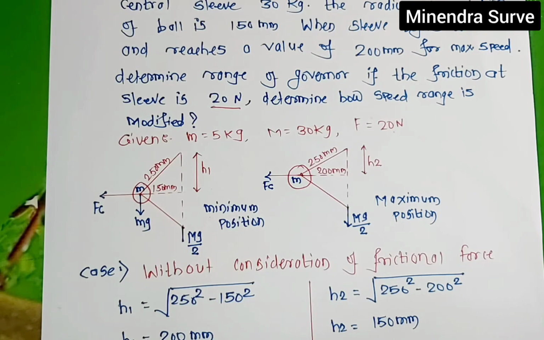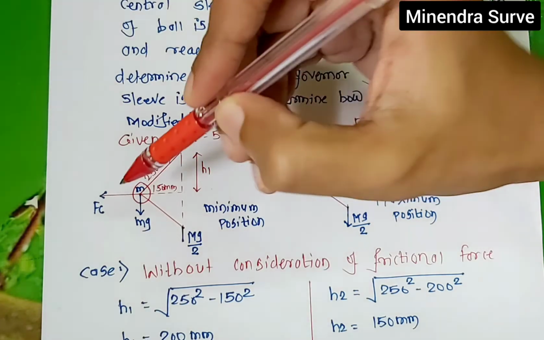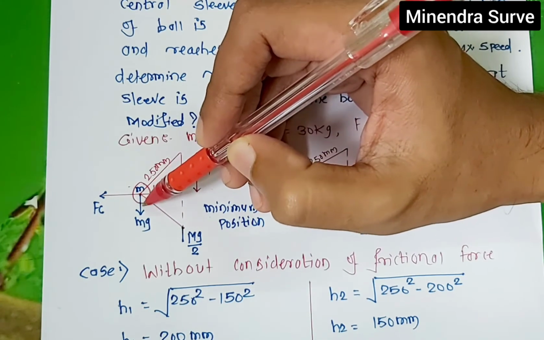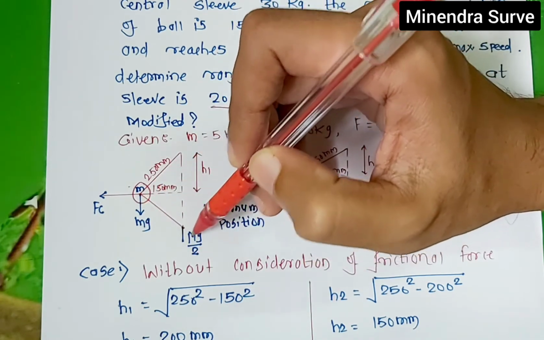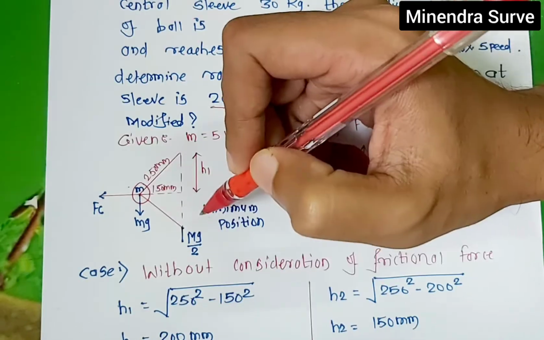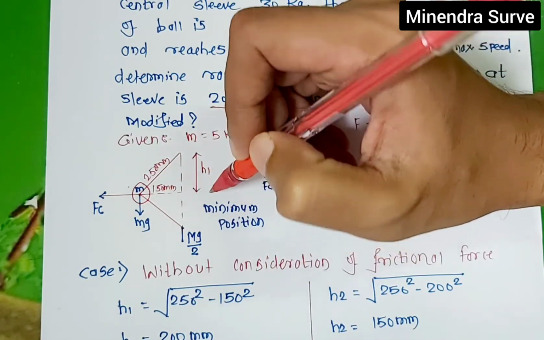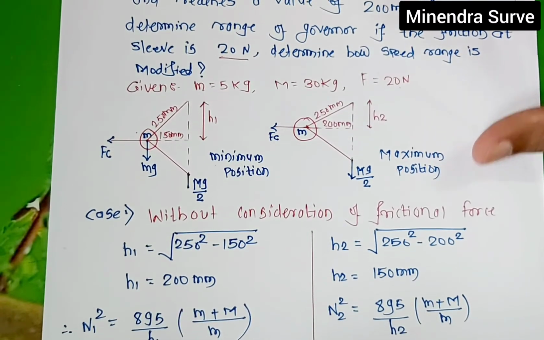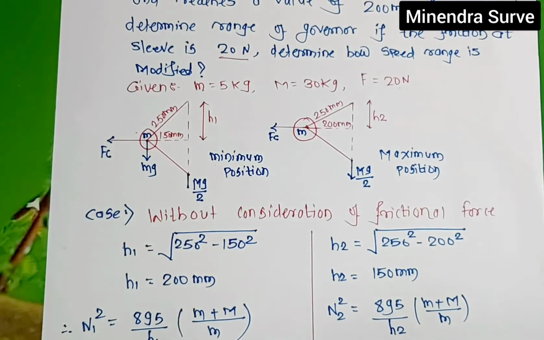If both arms are equal, then the value of q, tan beta by tan alpha, is equal to 1. Here FC is the centrifugal force acting on each ball, mg is the weight of the ball, and the central sleeve weight is Mg by 2. Why Mg by 2? Because we have considered only half the section. Now we solve the problem in two cases: case 1 without consideration of frictional force, and case 2 with the frictional force of 20 Newton. First, solve without friction.